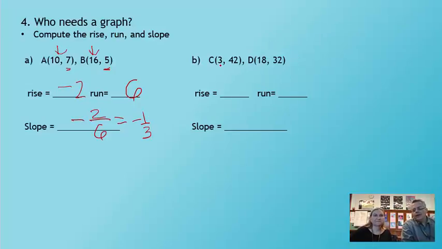So on the next one, look at the y's. We went from 42 down to 32. The rise would be -10. You could get that by subtracting. 32 minus 42 is -10. And the run is how much we change when we go from 3 to 18. 18 minus 3 is 15. That's how much x changed. And so the slope would be -10 over 15, which is -2/3.